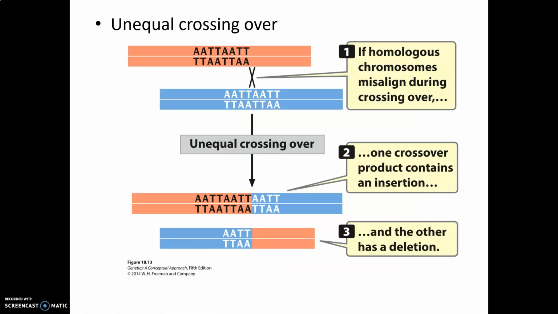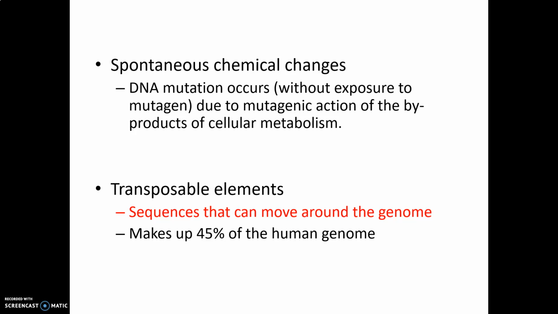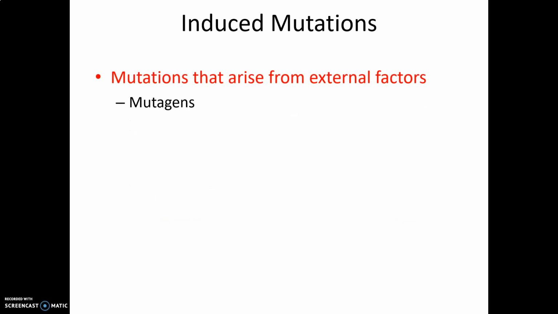You can have unequal crossing over. So something happens where our homologous chromosomes misalign. When they do that, it's an unequal crossing over. We can insert or delete things accordingly. And similar to the reactive oxygen species, there's something called reactive nitrogen species. So just normal metabolic pathways can give off these detrimental byproducts. And then we've talked about transposable elements. Depending on where they insert themselves, they might disrupt a gene's function. So those are all spontaneous.